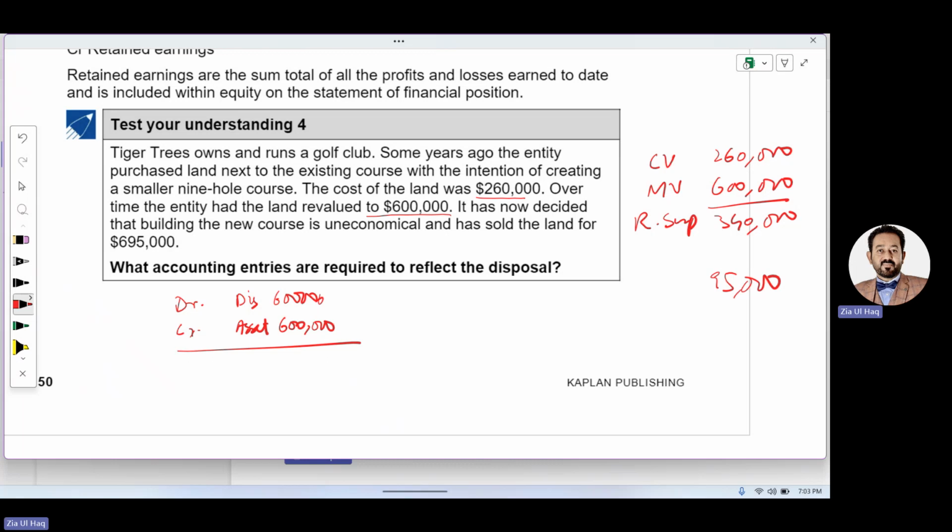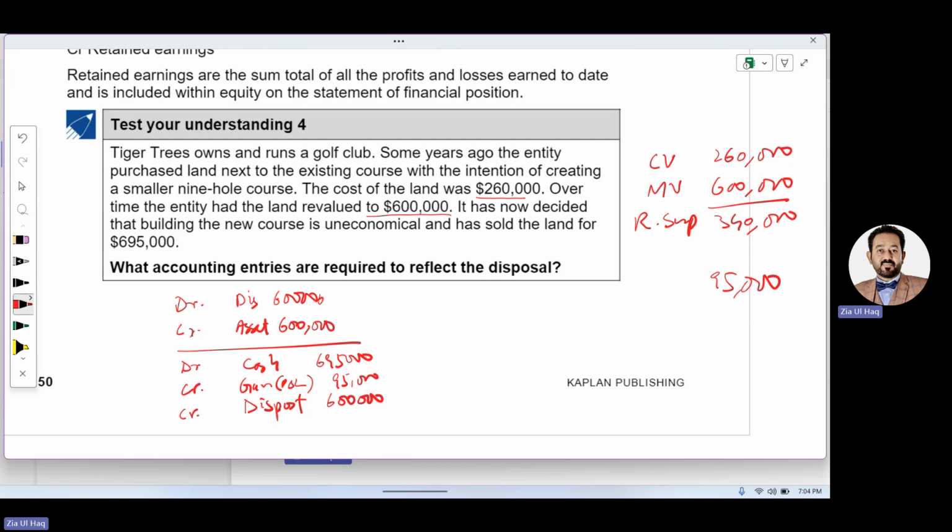Is there any elimination of depreciation? No, there is no depreciation, but there is a gain. Debit cash, how much? 695,000. So credit what? Disposal. What is disposal having? 600,000. So what should we credit? Gain on disposal: 95,000 should be on the credit side as the gain on disposal, and that should be charged to the profit and loss account.